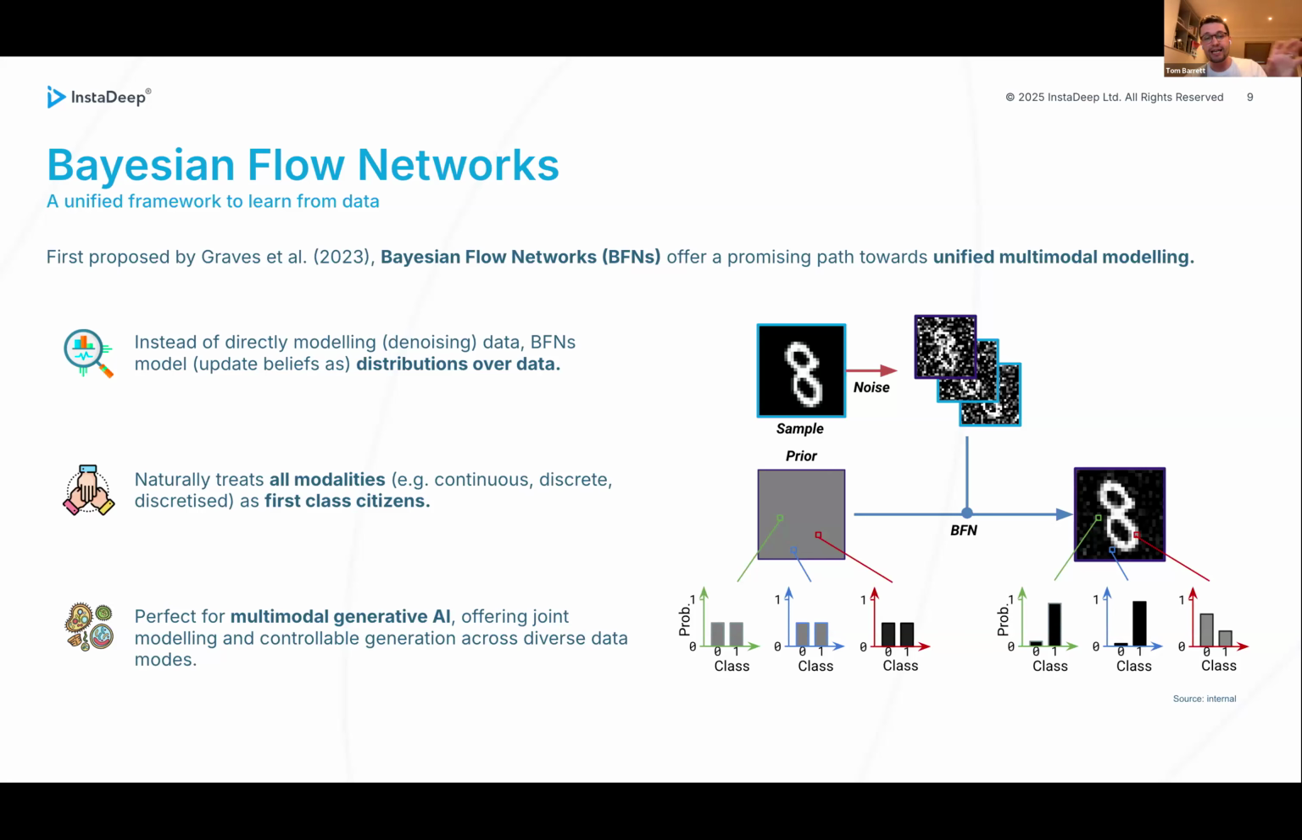The point here is that you can then naturally treat all these different modalities as so-called first-class citizens: continuous, discrete, discretized. And that makes it, we think, and we still believe, ideal for this use case that we've laid out.